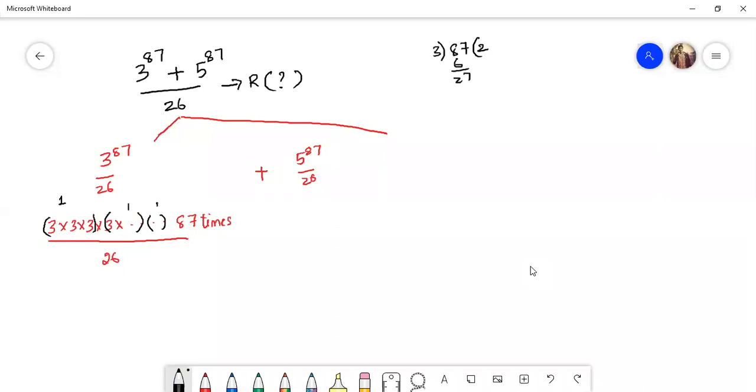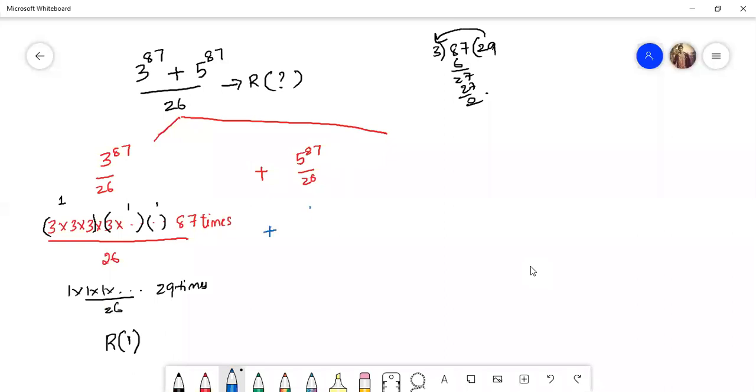3 2s are 6, this is 27. 3 9s are 27, remainder 0. That means exactly 29 triplets are there. So this 1 will appear 29 times, no remainder is left out. By 26, 1 into 1 into 1 multiplied 29 times will be 1 only. So 1 by 26, my remainder in the first case is 1. So the first part is over. Correct, Abhinay. Now let us come to the second part.